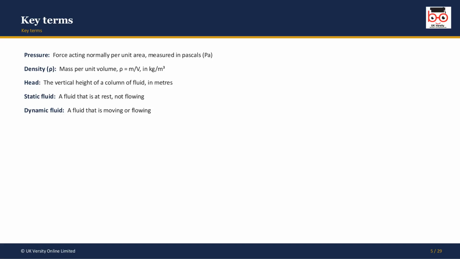Let's settle the key terms. Pressure is the force acting at right angles per unit area, measured in pascals. Density, or ρ, is mass per unit volume, mass over volume, in kilograms per cubic meter. Head is the vertical height of a column of fluid, measured in meters. A static fluid is one at rest, not flowing, while a dynamic fluid is one that's moving. Keep those last two straight, because the method you choose depends on which you're dealing with.